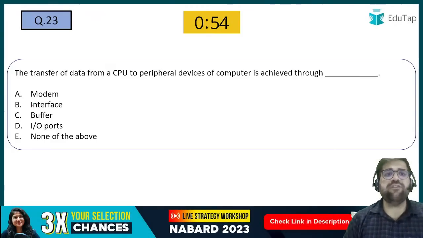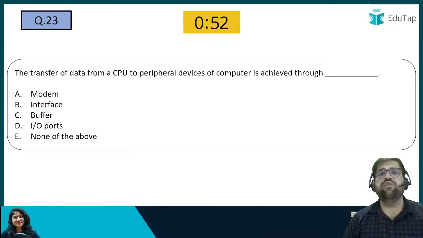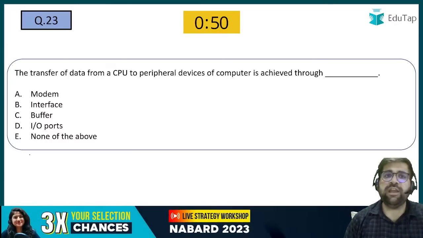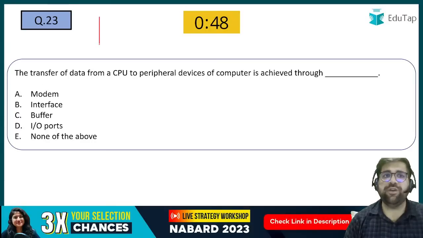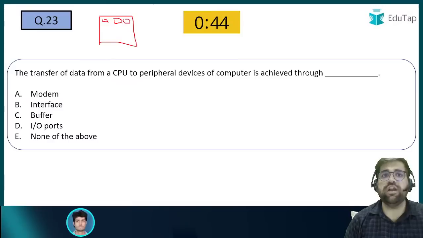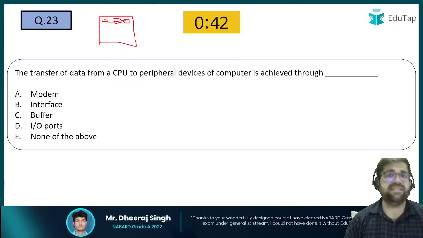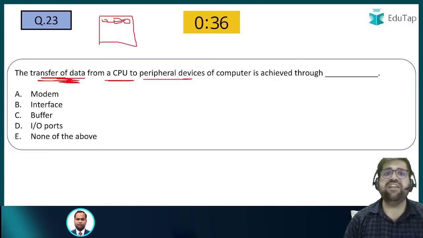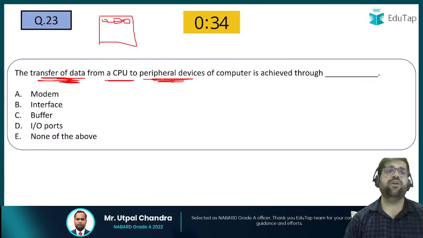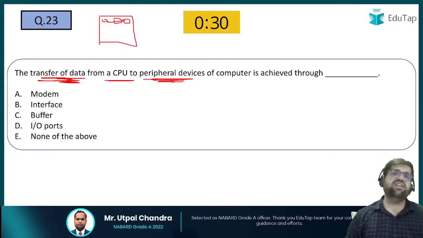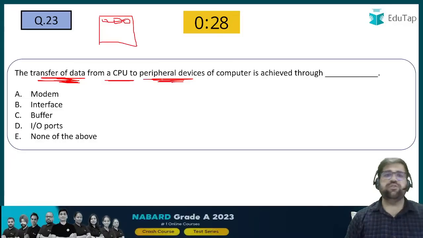Question number 23. The transfer of data from CPU to peripheral units. Mind you, here I am not talking about the motherboard. Motherboard is something different. The communication between the components of the motherboard happens via buses. This we have already discussed. But here I am talking about the transfer of data from CPU to peripheral devices. Peripheral devices means the external devices which are added to the computer, like mouse, external keyboard, the headset, and so on and so forth.